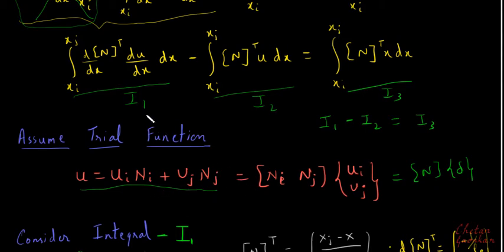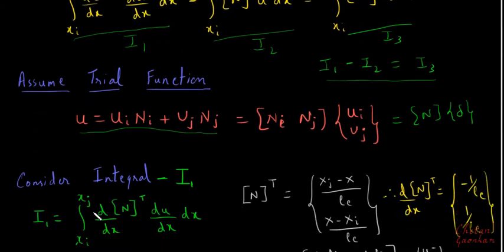Now let us consider this first integral I1. We'll solve only this integral first, then I will solve the second integral, and then finally the third integral. And then I will substitute all these integral values in this equation here. So let us consider only this first integral I1.